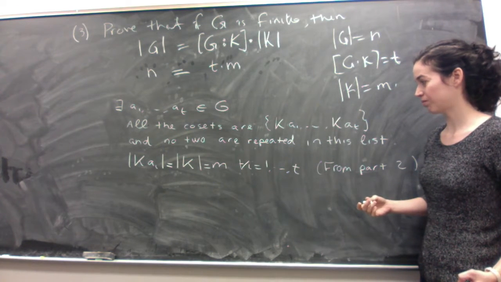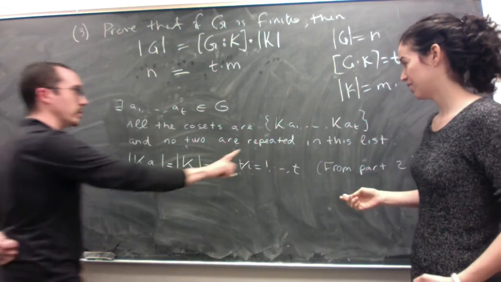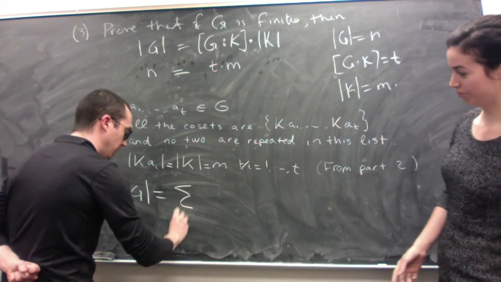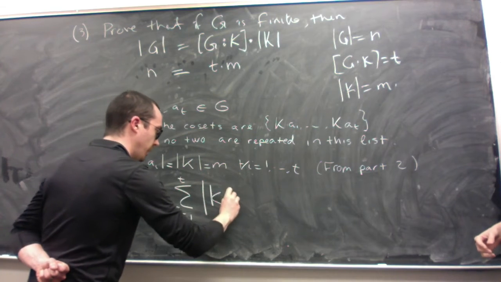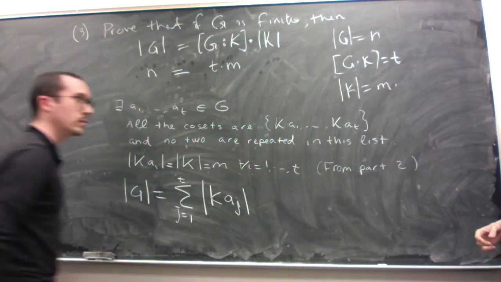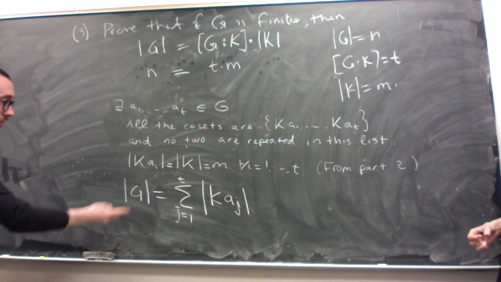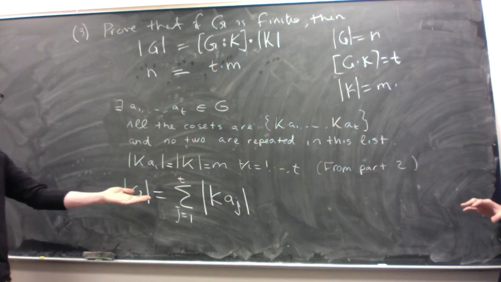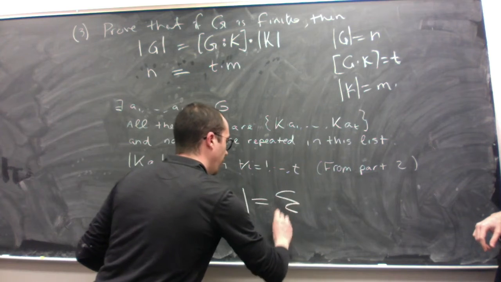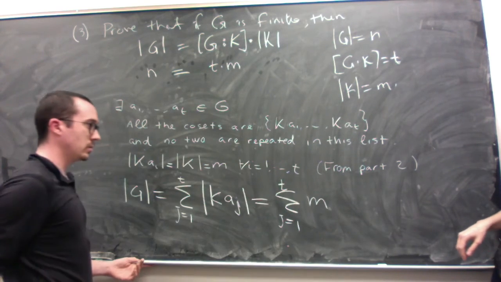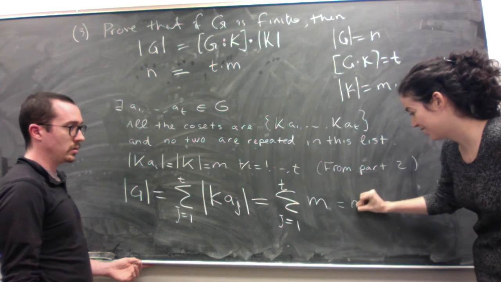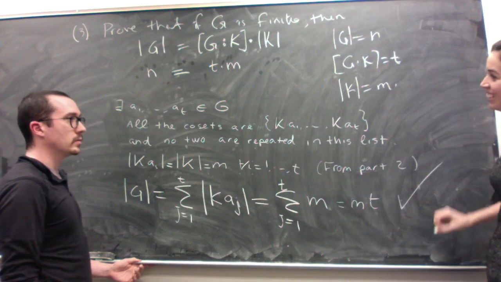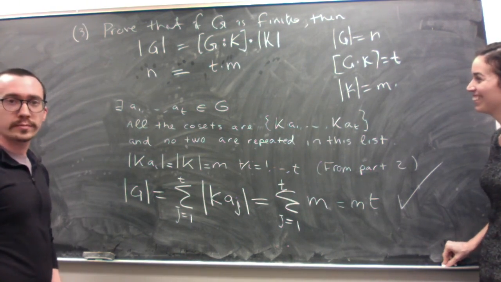If G is the disjoint union of these, then the size of G is the sum of their sizes, just because for finite sets you count how many things are in each separately, and we said that these are all the same. So this is the sum from j equals 1 to T of M, and that's just M plus M, T times, so T times M. Done. And that's Lagrange's theorem.